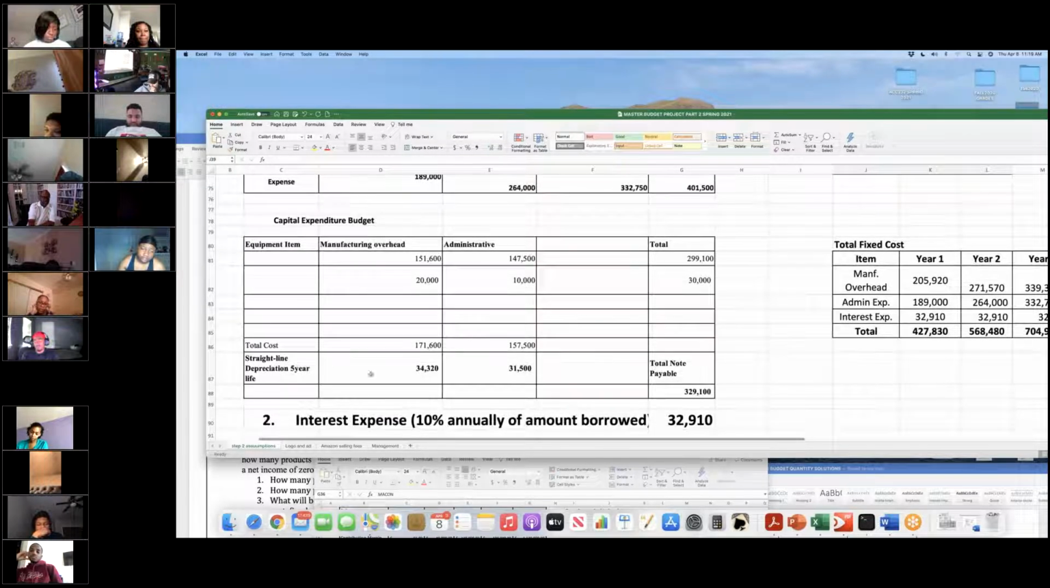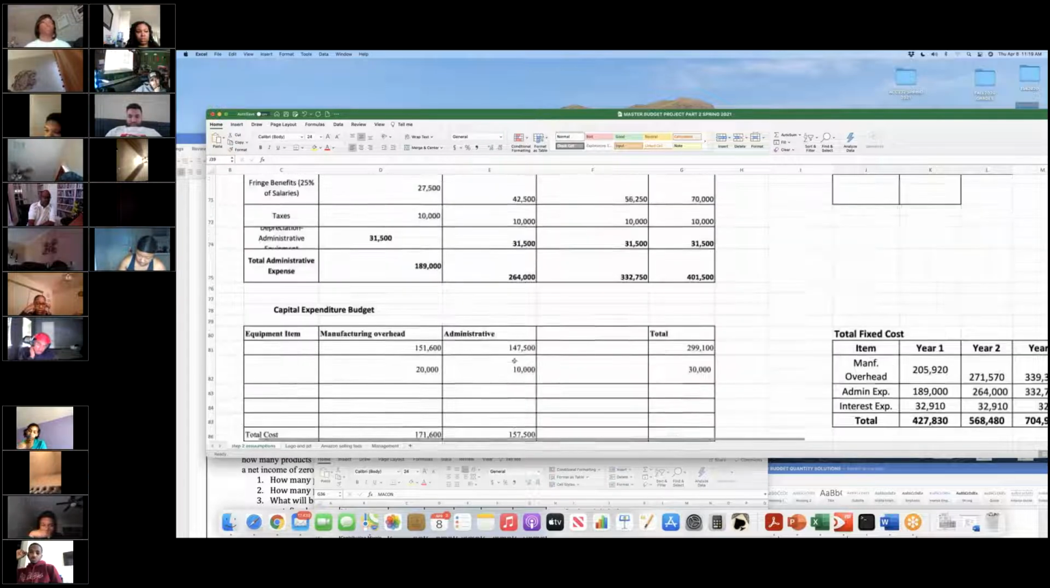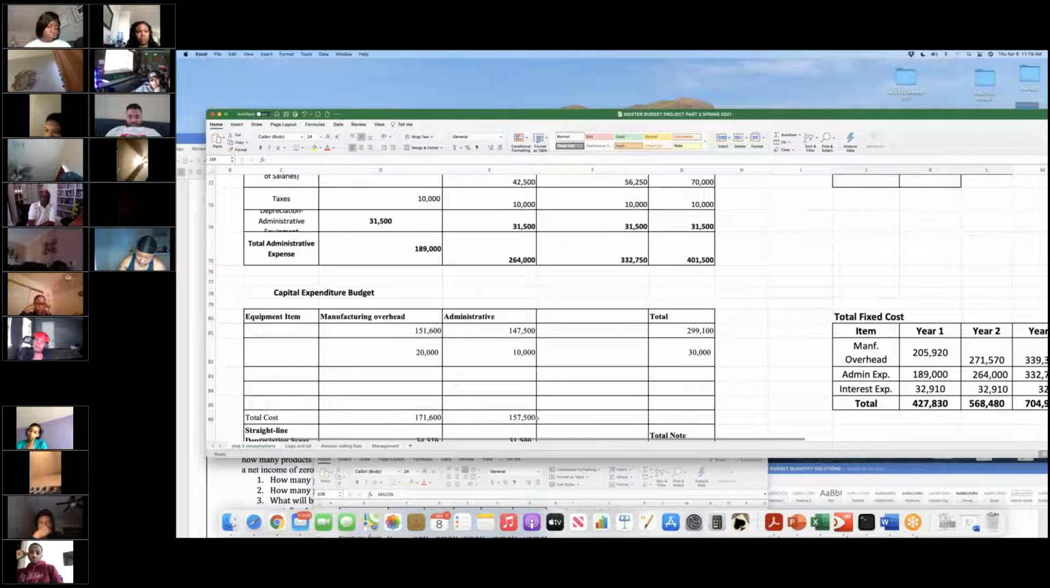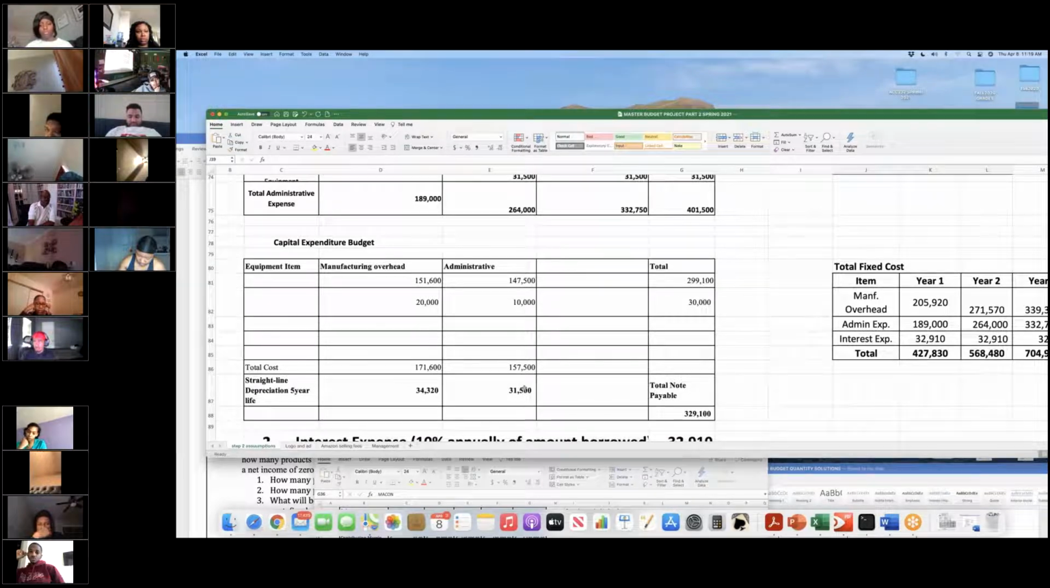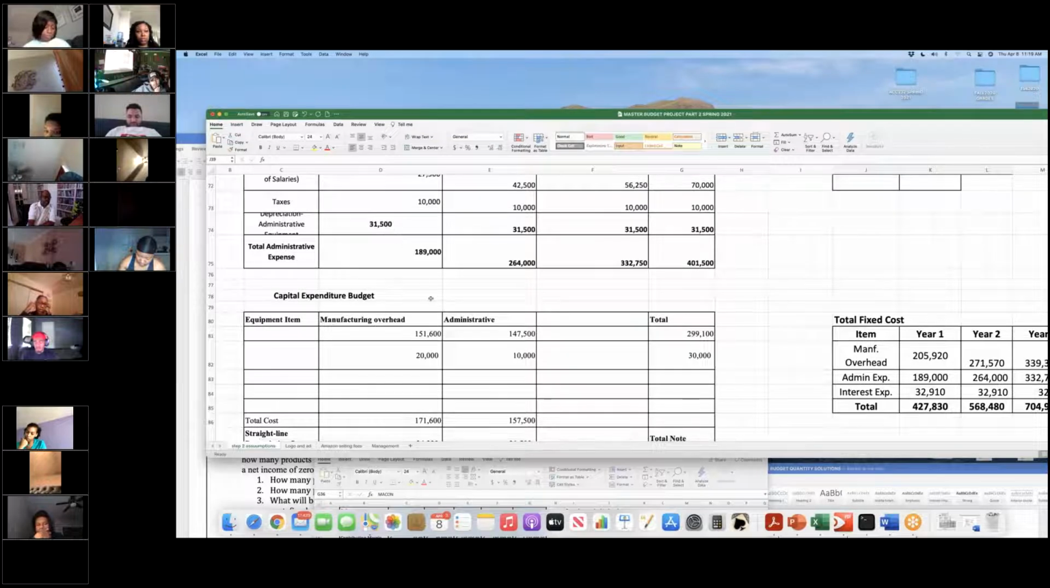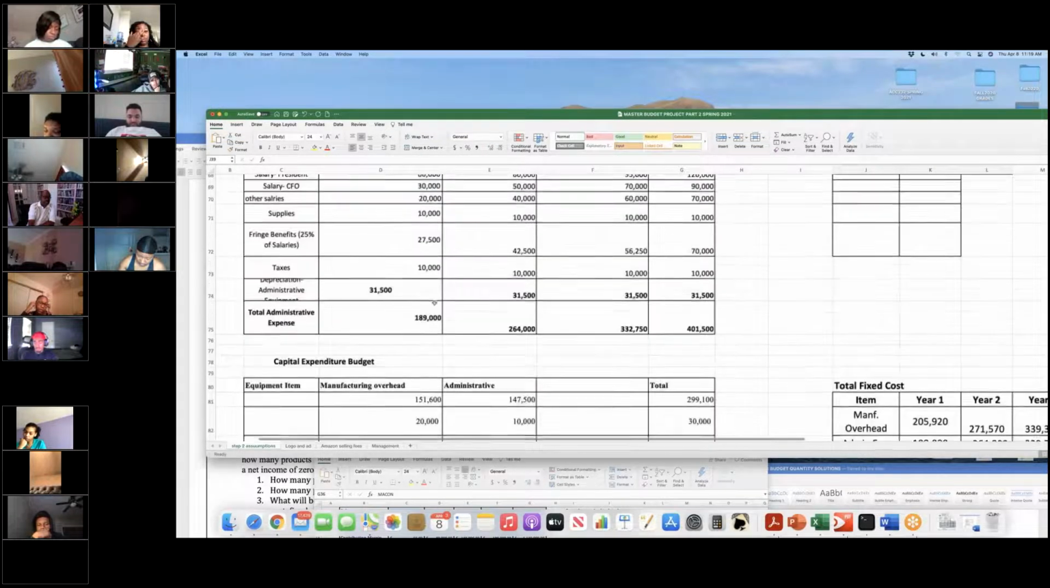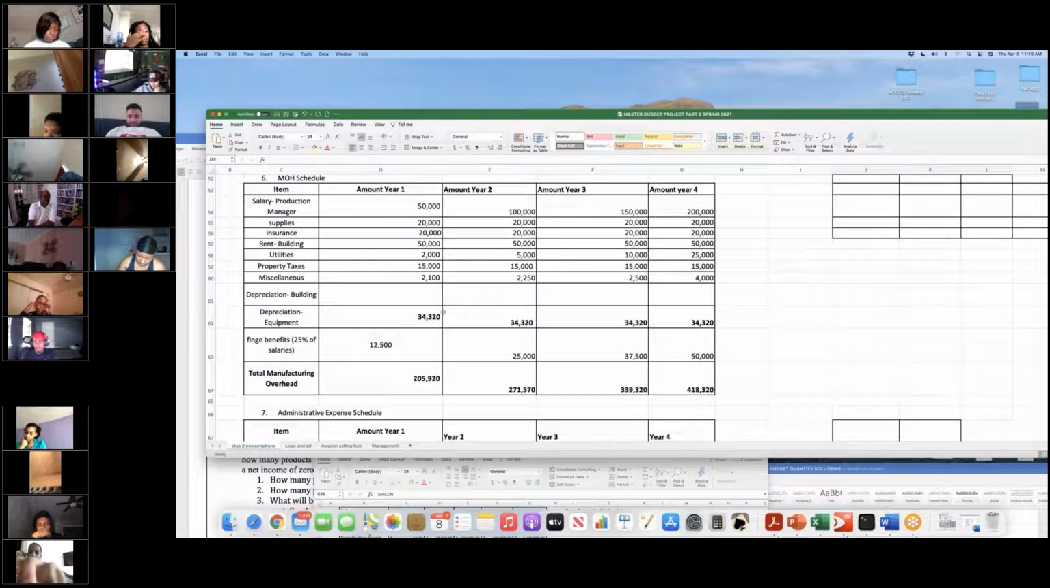After they're created, you use straight line depreciation, 5-year. So notice that we use straight line depreciation, 5-year. We got $34,250 for the manufacturing overhead and $31,500 for the administrative depreciation. Those numbers then come back up here. So here's your administrative expense for depreciation, $31,500. That number comes in here. Then the $34,320 on the manufacturing equipment, that number comes in here.